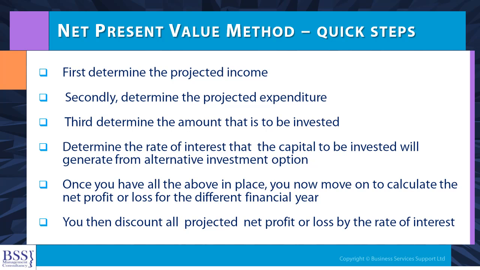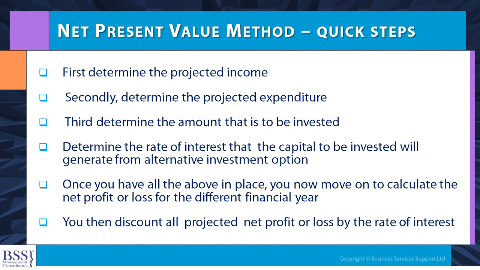Third, determine the amount that is to be invested into the project as initial capital investment. Fourth, determine the rate of interest that the capital to be invested will generate from alternative investment options. This is called the opportunity cost of the investment.